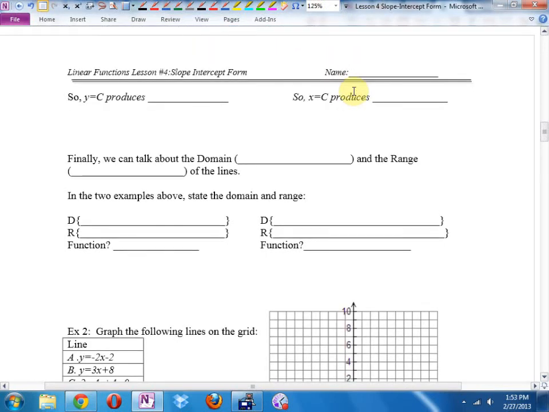Next page. So y equals a number produces a horizontal line, C high or C low if it's negative. X equals something, no y, that produces a vertical line, C to the right or C to the left.